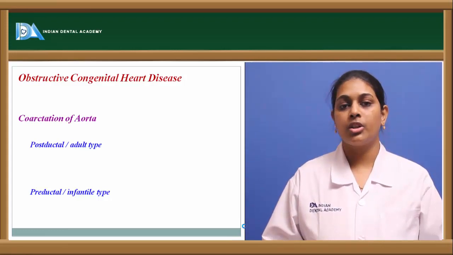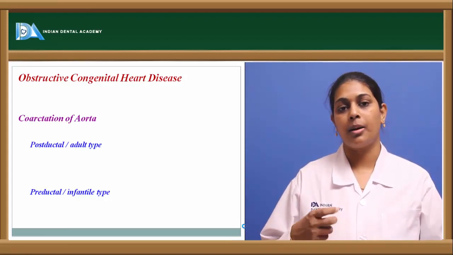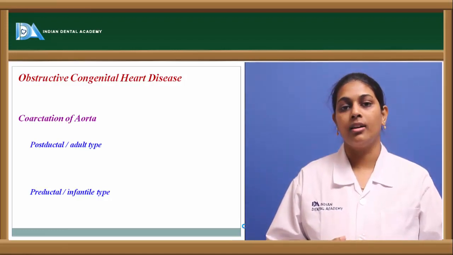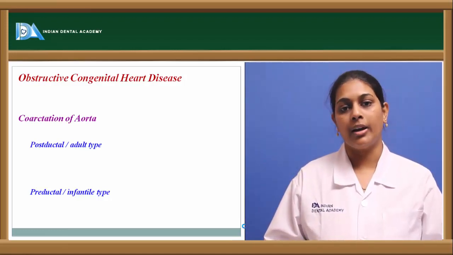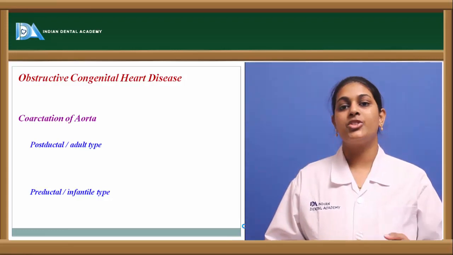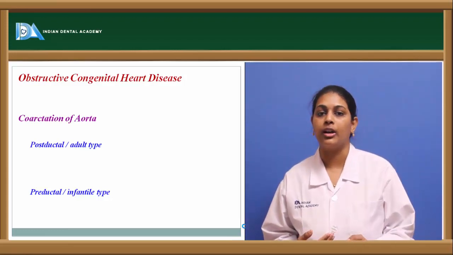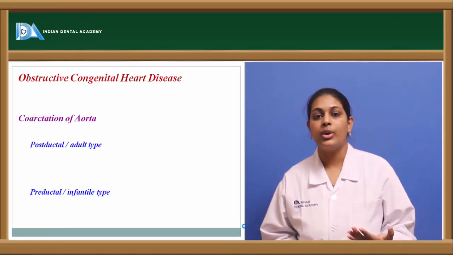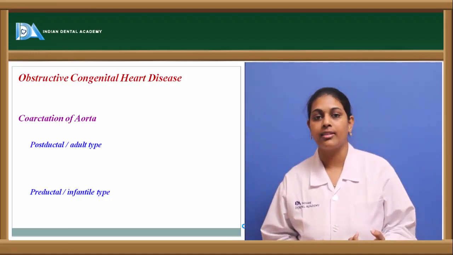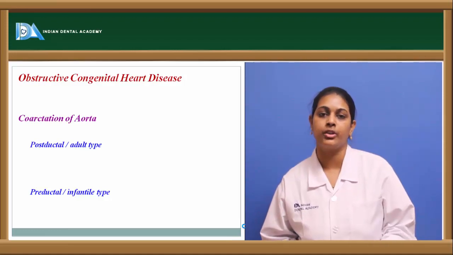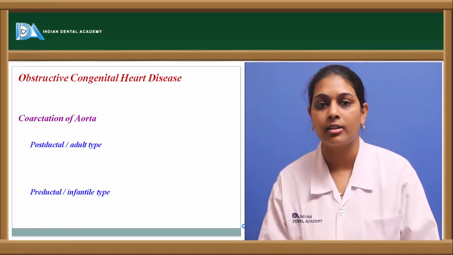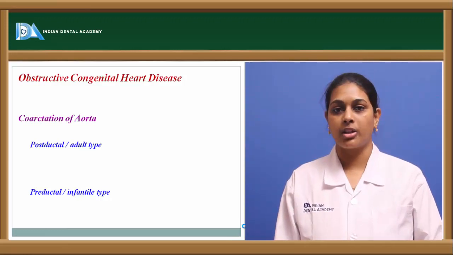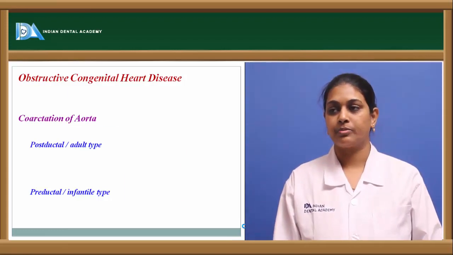So this constriction, that is compressing of the aorta, could be below the duct or otherwise proximal to the duct. When it is just distal to the duct of the aorta, then it is known as postductal or otherwise adult type, and when it is seen proximal to the duct, that is superficial to the duct, then it is known as preductal or otherwise infantile type. So this is what we see in obstructive congenital heart disease.